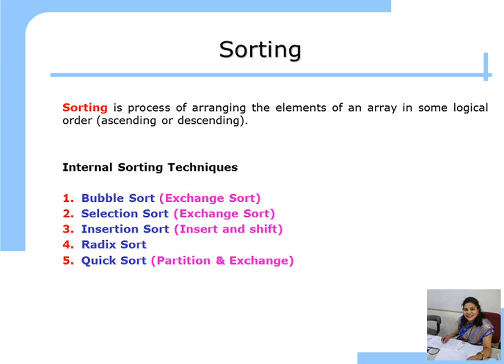So let us start. What is sorting? It is a process of arranging the elements of an array in some logical order. If your array elements are numeric, integer and float, then you can use ascending or descending order. If the elements of the array are character data, then you can apply alphabetic order. These are the 5 internal sorting techniques in your syllabus: bubble sort, selection sort, insertion sort, radix sort and quick sort.